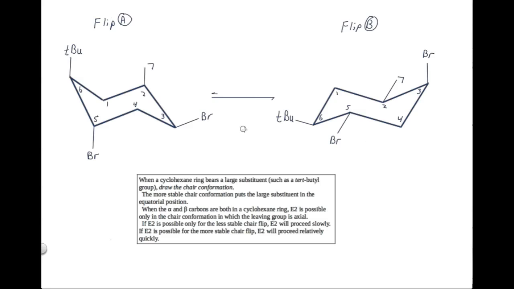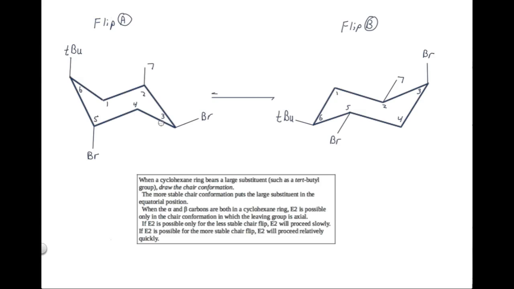Now we have to decide in which chair flip E2 is possible. E2 is only possible when the leaving group is axial. Well, here we have two possible leaving groups, two bromines which are possible leaving groups. So notice that in this picture, this bromine is axial, so E2 would be possible for this bromine in this chair flip.